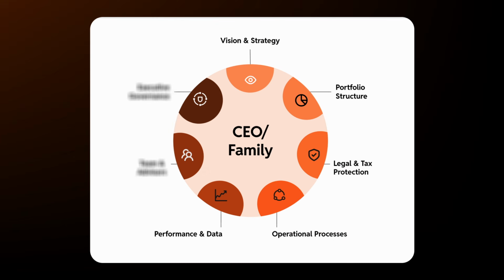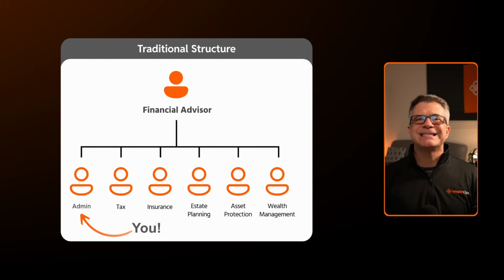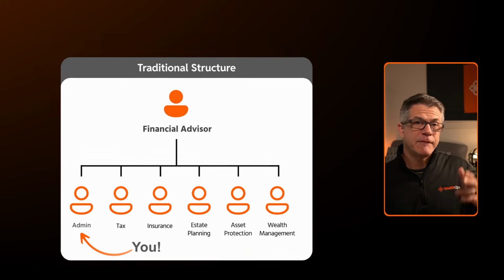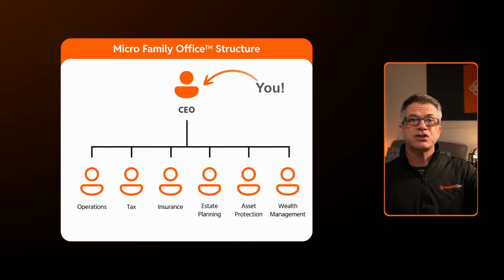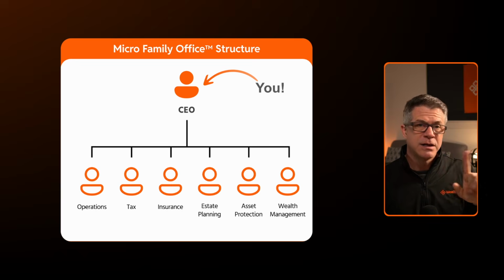The sixth component is advisory partners, and this is often the biggest mindset shift in the framework. In traditional wealth management, your financial advisor is the CEO of your money. You sit downstream. In a microfamily office, you are the CEO. Advisors are specialists hired to execute within your strategy, not to define it.